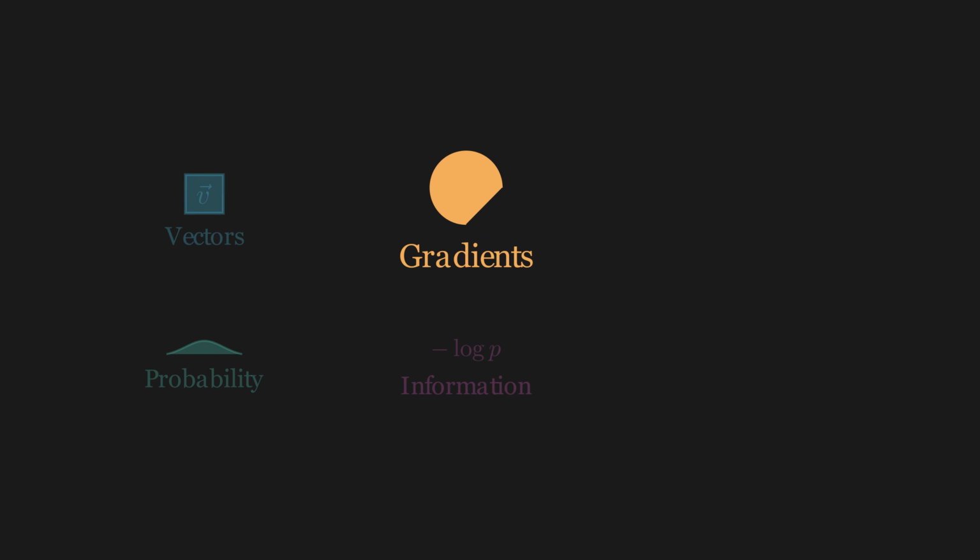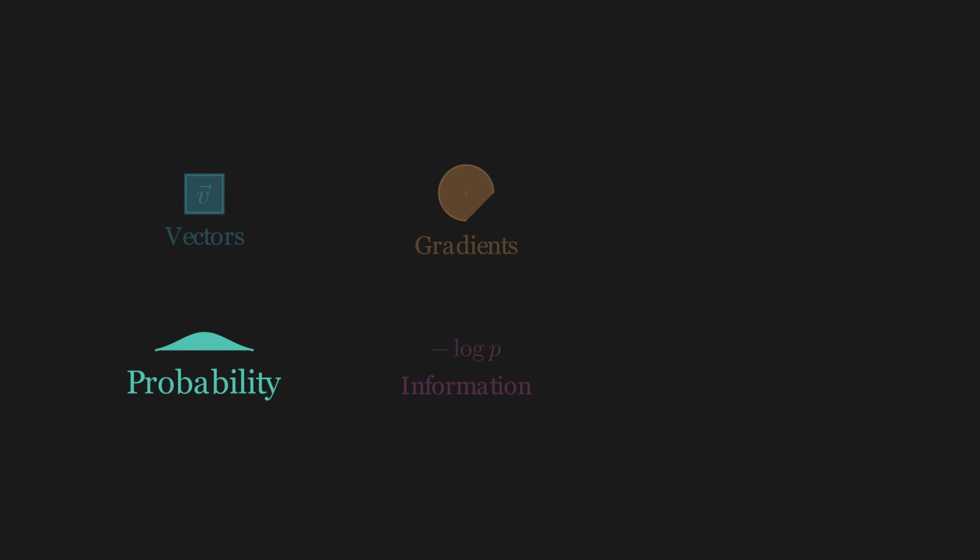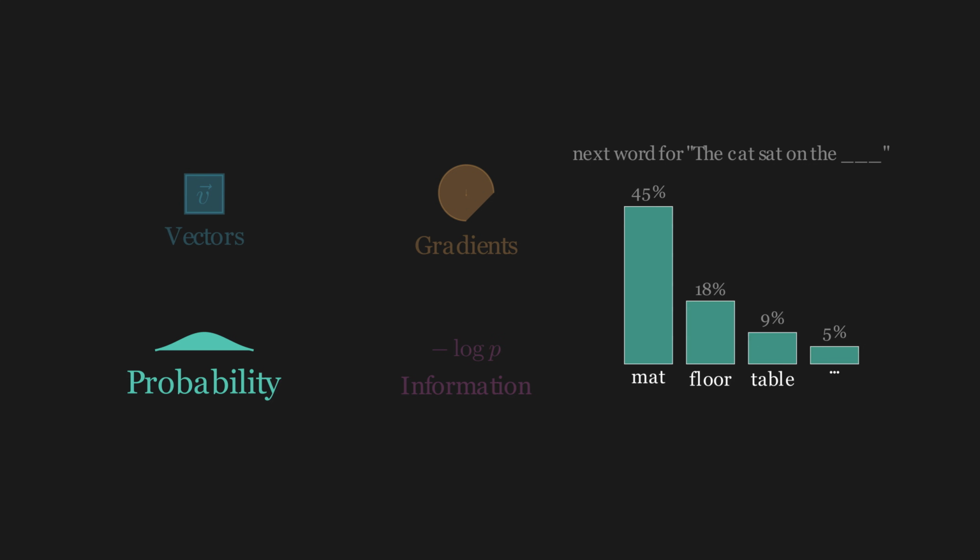The second is optimization, specifically gradient descent. This is how an AI learns from its mistakes. Imagine a ball rolling downhill on a vast landscape, always seeking the lowest valley. That's gradient descent. The third is probability. This is how an AI deals with uncertainty. When ChatGPT chooses its next word, it's not picking the one right answer. It's weighing thousands of possibilities.